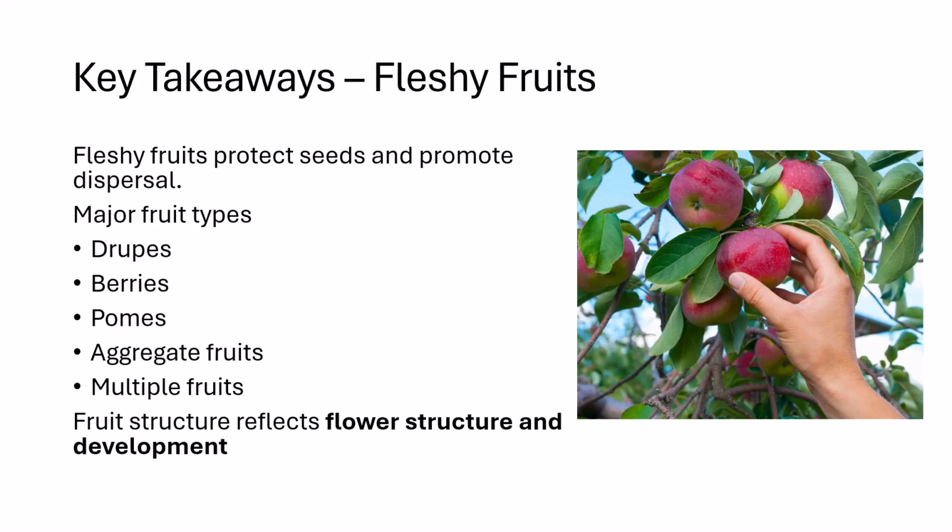To summarize, fleshy fruits display remarkable diversity in their structure and origin. These fruits protect developing seeds and often promote dispersal by attracting animals. Different fruit types reflect differences in flower structure, ovary development, and the tissues that contribute to the fruit. Understanding these differences helps explain how plants reproduce and spread across different environments.